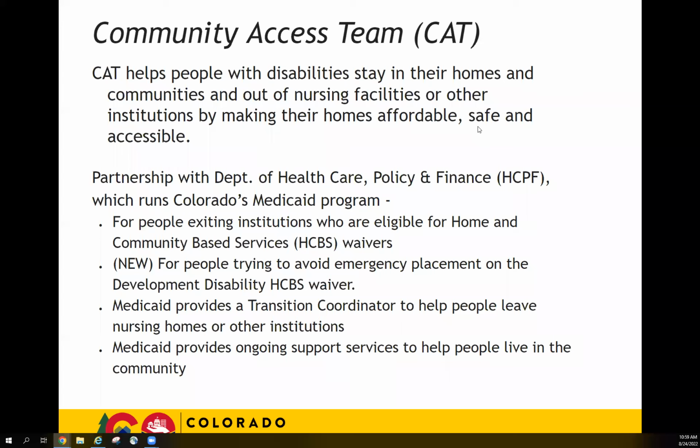Medicaid does provide the transition coordination to help people leave the nursing homes and other institutions. So there are our transition coordination agencies, which all of you are familiar with if you do administer CAT. And Medicaid also provides ongoing support services to help people live in the community. So the collaboration with our transition coordination partners, of course, is between Division of Housing and HCPF, and they are outside contracted agencies. These transition coordinators act as a liaison and a support system for the applicant in order to guide them through the transition process, lease up, inspection, getting documents in, etc. Next slide.